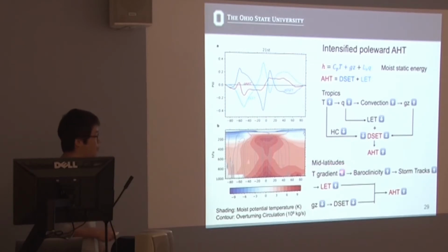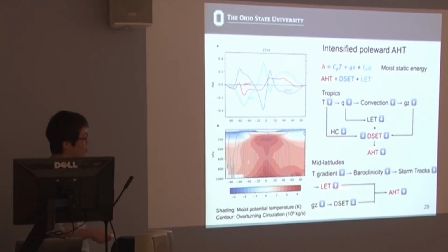If we go to the mid latitudes, we find it is because the temperature gradient in the mid-troposphere becomes larger, so the baroclinicity in the atmosphere becomes larger. In this way, we have stronger storm tracks, which leads to an intensified latent energy transport in the mid latitudes. But at the same time, under global warming, the tropopause becomes lower, so we have a reduced dry static energy transport. But if we combine them together, we found it is dominated by the latent energy transport.